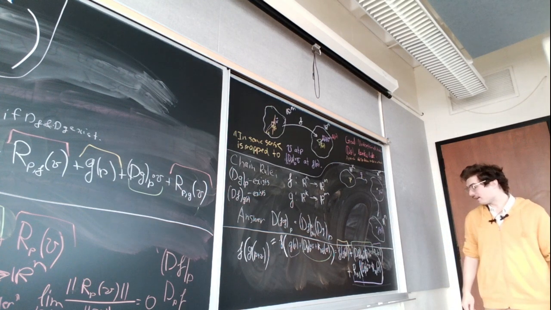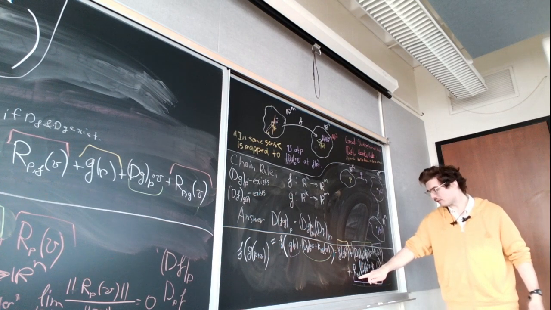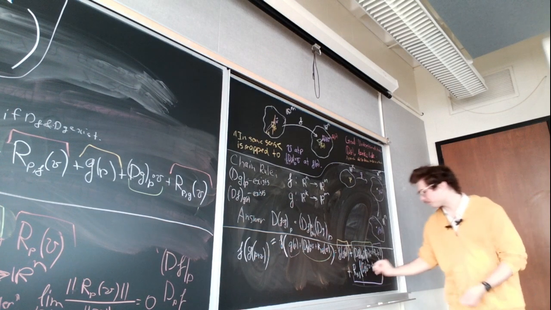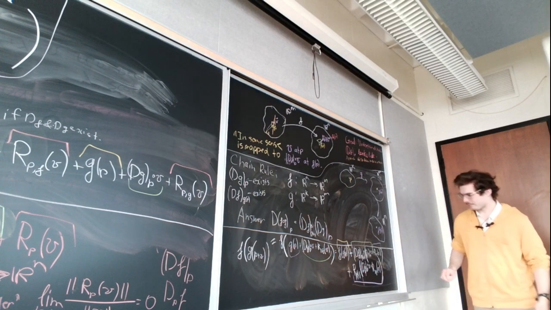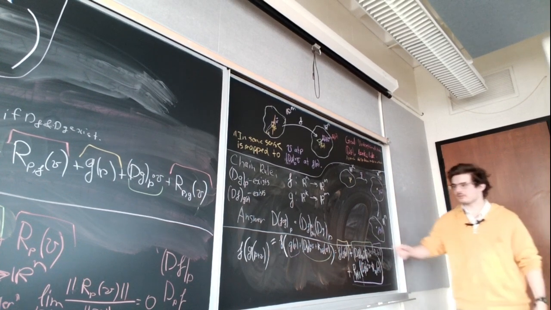Should the outer remainder not be R of G instead of R of P? This one? Oh yeah, G of P, that's right. Okay. So we have chain rule.